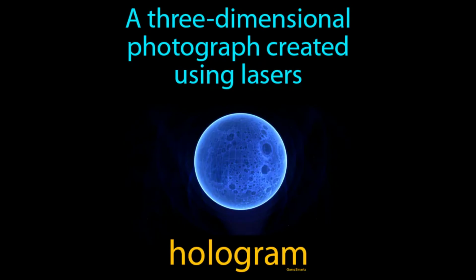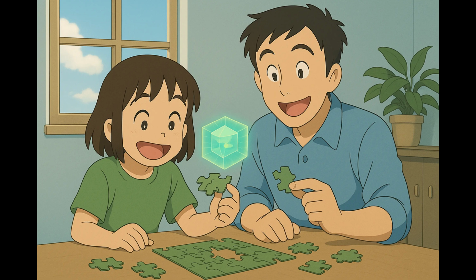A three-dimensional photograph created using lasers. Hologram. A hologram is a picture that appears in 3D and is made with laser light. Imagine you are trying to recreate an entire jigsaw puzzle using only a few key pieces. Just as each puzzle piece contains part of the whole picture, a hologram is like capturing every angle of an object using laser light, storing a complete 3D representation in a single image.